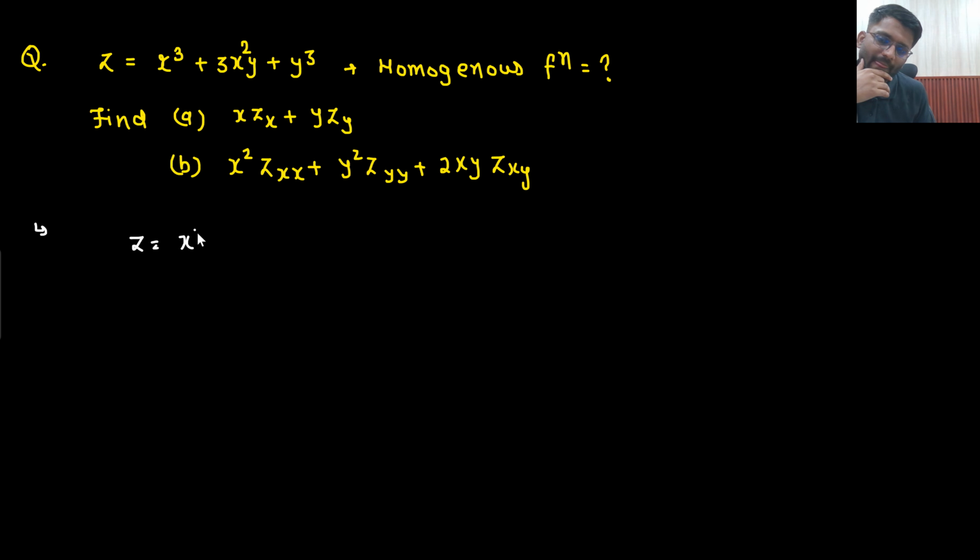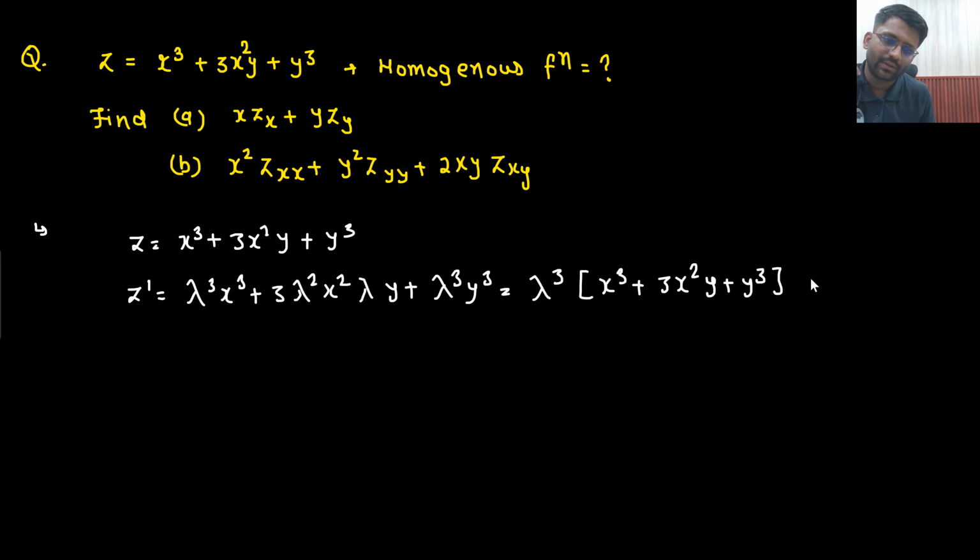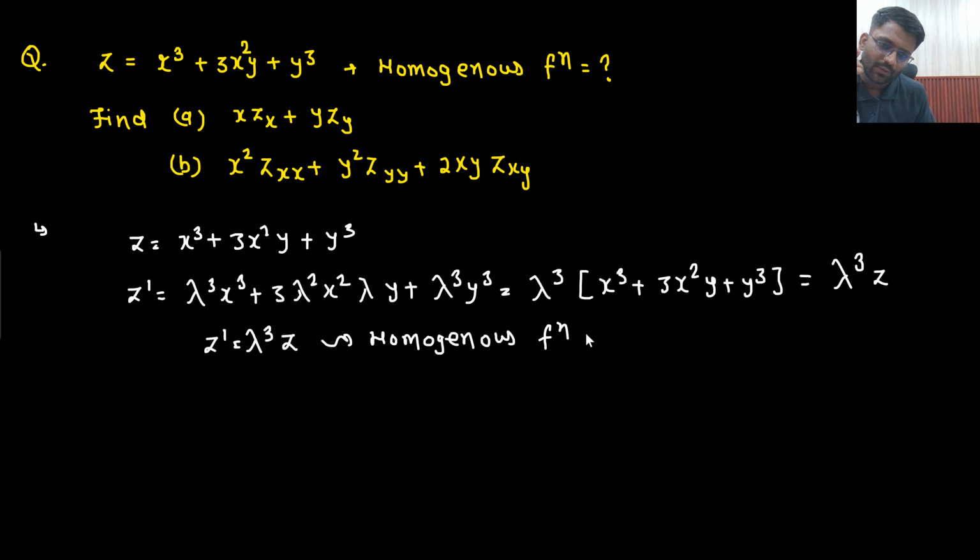So z is given as x cube plus 3x square y plus y cube. Z dash we need to find out. In place of x, we put lambda x, and in place of y, lambda y: lambda cube x cube plus 3 lambda square x square, lambda y, plus lambda cube y cube. So what are you getting? Lambda cube is coming outside: x cube plus 3x square y plus y cube. That is coming out to be lambda cube z. Yes, sir. Z dash is coming out to be lambda cube z. So it is a homogeneous function of order 3, right?